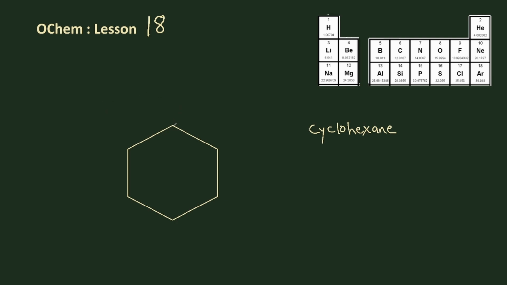Well, what if I put a methyl group here and a methyl group here? Now they have the same name. And I could label it like this: 1, 2, 3, 4, 5, 6. Or I could label it like this: 1, 2, 3, 4, 5, 6. Now when I'm trying to decide, the question is, when I start from a methyl group as number 1, which direction do I go with my numbers?